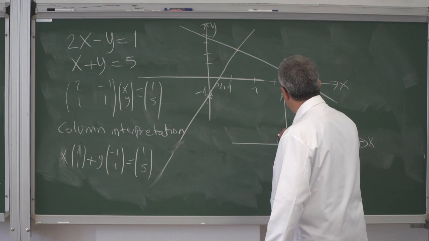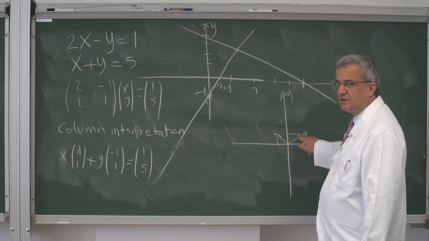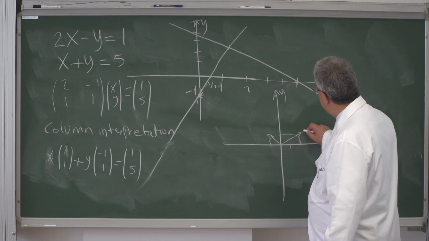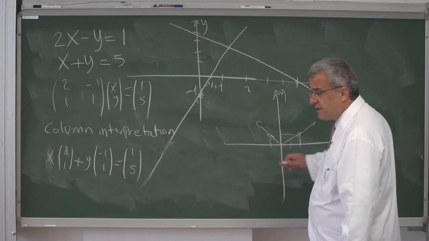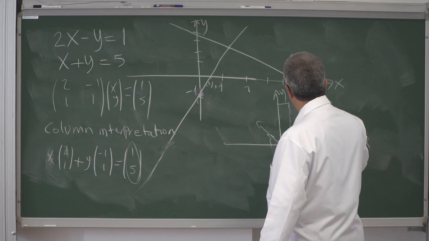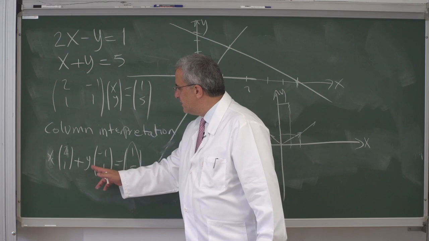What we are saying is, which linear combination of these two vectors, when you add them, gives this? How do you add two vectors? Do you remember that? You take this vector and put it here, right? It's like adding x's and y's. So you want to find a multiple of this and a multiple of this, or a negative multiple of that, and add them so that on the right-hand side you will achieve 1 and 5. So the column interpretation is that you want to find appropriate multiples of these two vectors so that they will add up to the right-hand side vector.